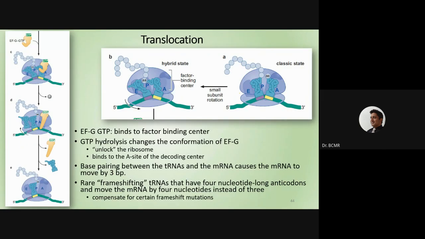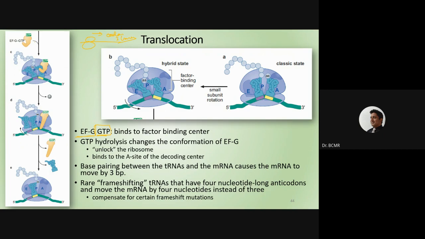So the next step is translocation. As I already discussed, translocation is the movement of the ribosome by a codon. A codon is 3 bases. For translocation to occur, we have a factor called EF-G, and it is also a GTPase. It binds to a GTP molecule; for its activity, you need GTP.